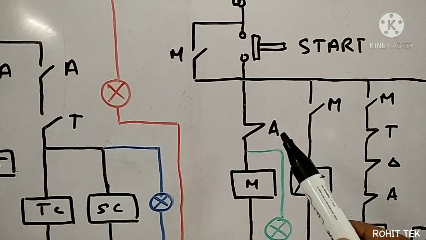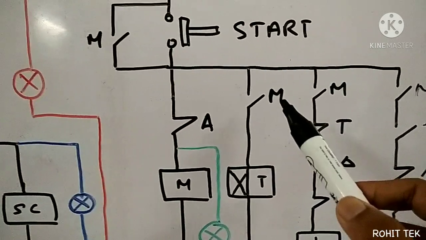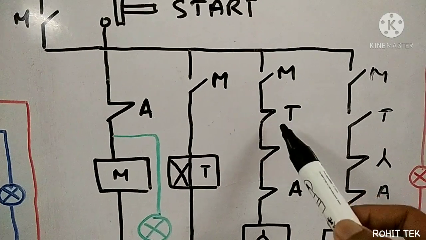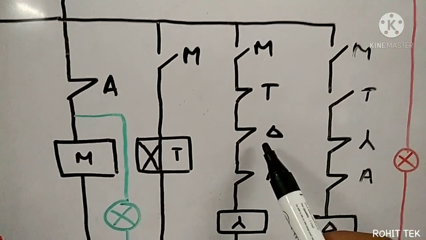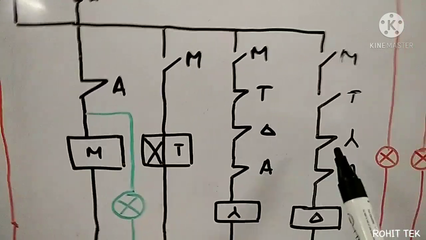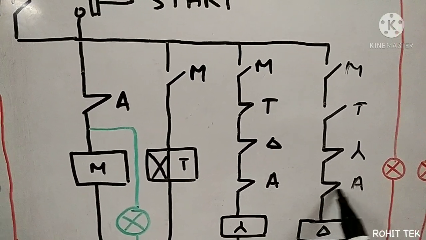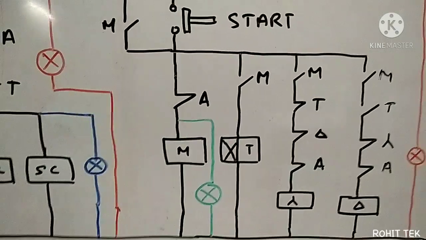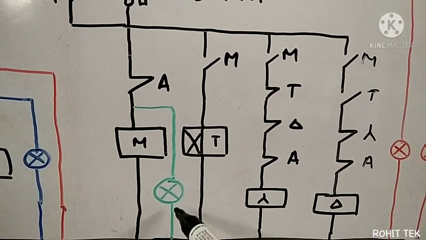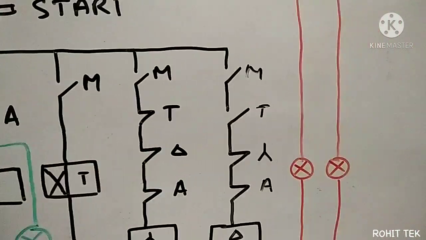See, this is the NO contact of the Y contactor, and the main contactor's NO contact, main contactor's NO contact, and the timer's NC, here timer's NO. Here the delta contactor's NC, star contactor NC here, Y contactor's NO, NC, also here NC. Okay, and also there are a few indicators. This indicator indicates when the motor is started, these two indicate fault condition.